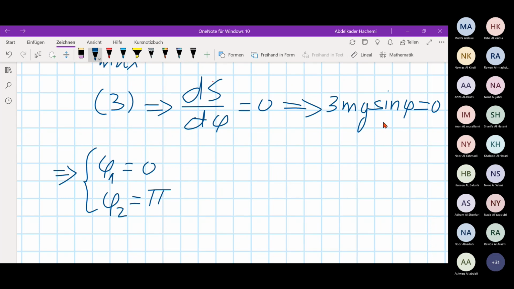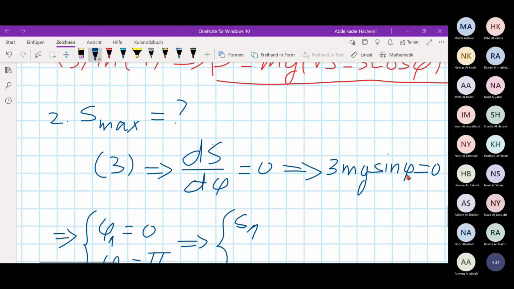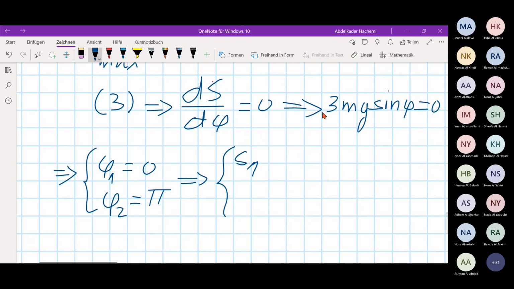Sine phi is equal to 0. Then from this one, we get two cases. The first case, phi equal to 0, doesn't exist. Why? Because we start from phi 0 equal to pi divided by 6. This is the initial state, and after this we look at what happens, let's say, until 2 pi.